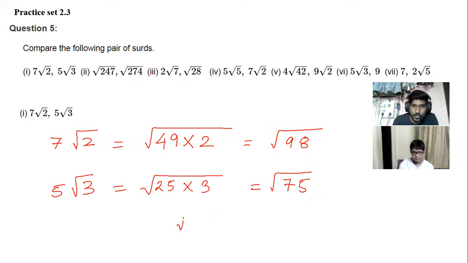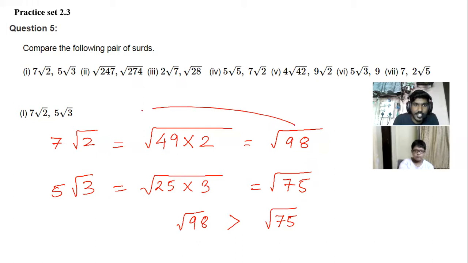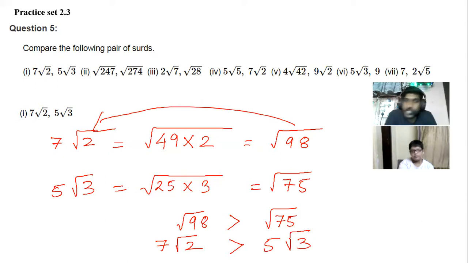Right. So you know root of 98 is greater than root of 75. But 98 comes from where? 98 comes from 7 root 2. So you will write 7 root 2 is greater than 5 root 3. Is this clear? Yes, sir. Now I want you to write it down.